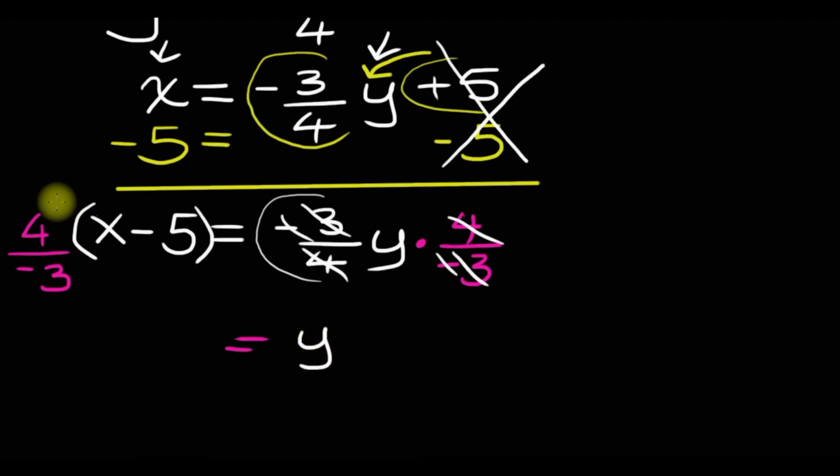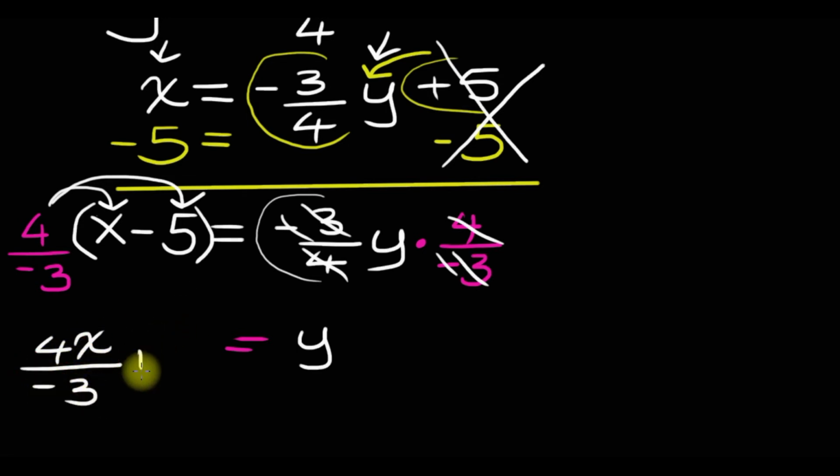So on this side, you have to distribute the negative 4 over 3. So when you distribute negative 4 over 3 times x, it's 4x over negative 3. And then plus, because negative times negative is positive, 20 over 3.